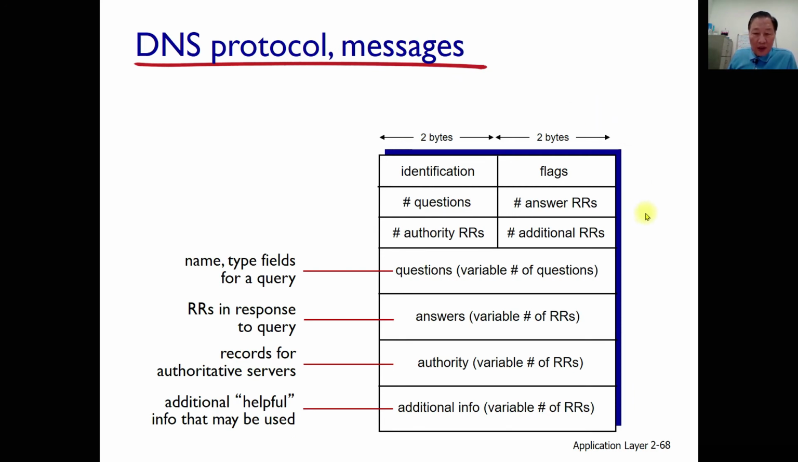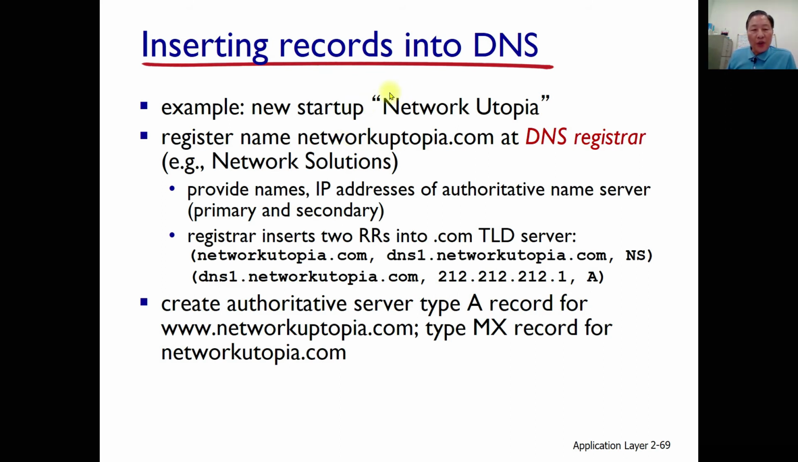Okay, this one is still explaining the same format. As we learned already, this one is for the query, and this one is for the response, the answers, resource records. This one is the authoritative servers for that. And this one is additional helpful information. And now, how to insert the resource records into the DNS server. This one is an example.